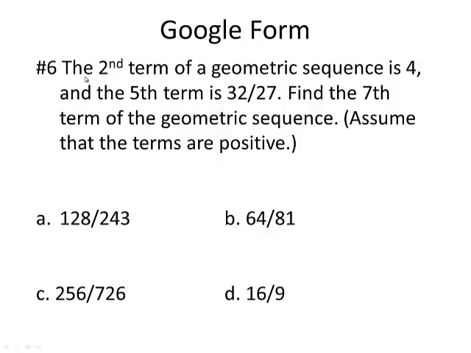And the last question here, the second term of the geometric sequence is 4, and the fifth term is 32 over 27. Find the seventh term of the geometric sequence. Assume that the terms are positive. Okay, that's it.